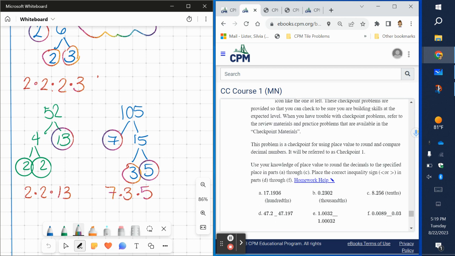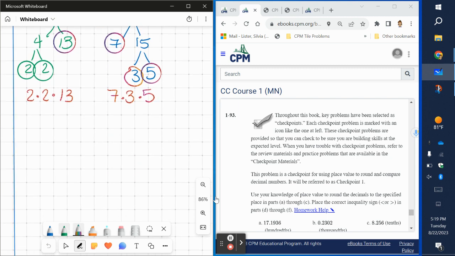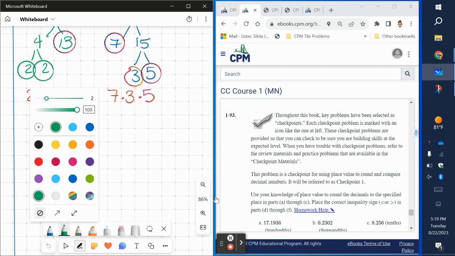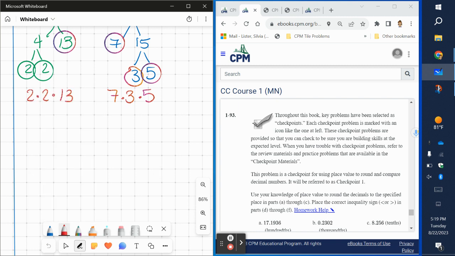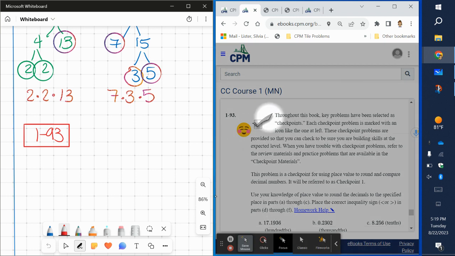Let's do 193. 193 is a really important problem. Your teacher might draw attention to it in class. So you really, really want to pay attention to it. And the reason it's so important is because you have this, in fact, I'm going to put a sticker there, right there. You can see that that check mark is so important. So that means this problem is really important. We really want to focus on this problem. So let's read about why.